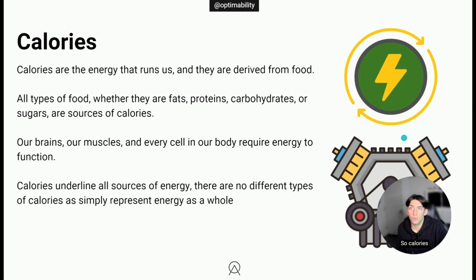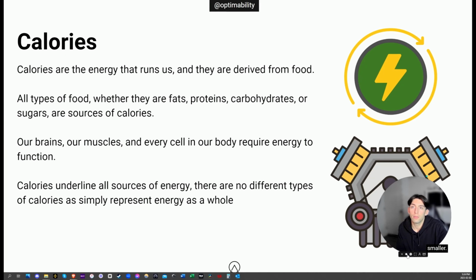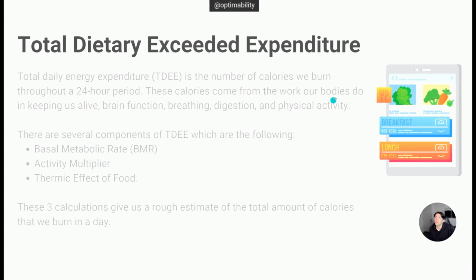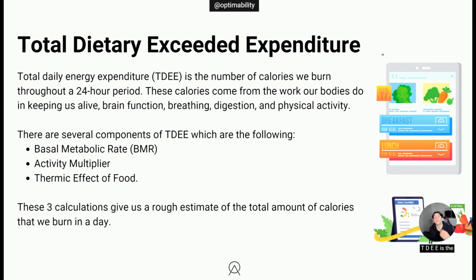Caloric calculation. So calories are pretty much our engines. It's the energy component of our lives. And obviously you can read this, pause if you want to, but I'm just going to skip through it a little bit quickly. Then we have TDEE, which is the total amount of energy that we exert in a day.